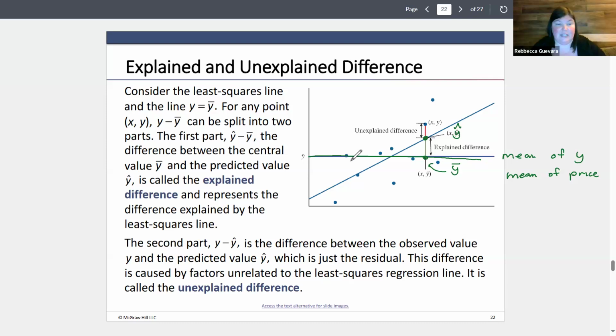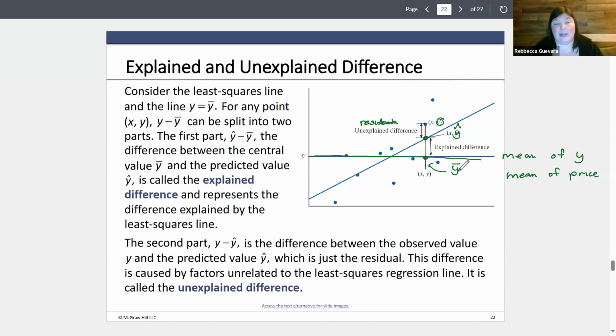The second part is your residual. It's the difference between y and y hat, the difference between the observed value y and the predicted value y hat, which is your residual. So the unexplained difference is the residual. We're looking at where the mean is. If you're looking at y hat, your predicted value, its difference from the predicted value to the actual value is the residual. That is unexplained. The part that we can explain is the difference between your y hat and the mean of all your data.